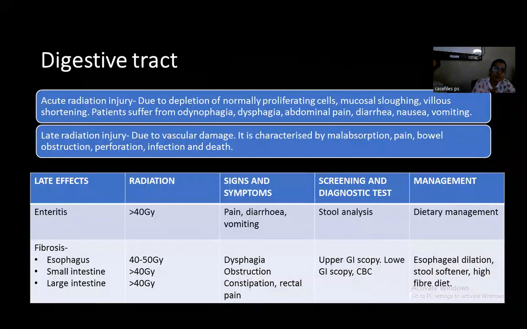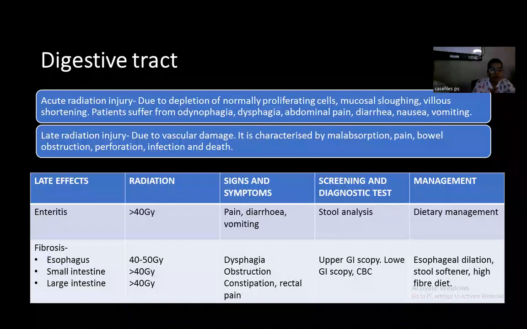Now, the digestive tract. Acute radiation injury and late radiation injury. Acute radiation injury occurs due to depletion of normal proliferating cells, mucosal sloughing, and villus shortening. Patients suffer from odynophagia, dysphagia, abdominal pain, diarrhea, nausea, and vomiting. These are the symptoms of acute radiation injury. While late radiation injury occurs due to vascular damage, mainly characterized by malabsorption, pain, bowel obstruction, perforation, infection, and death.